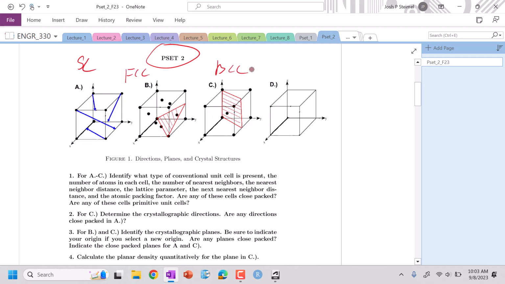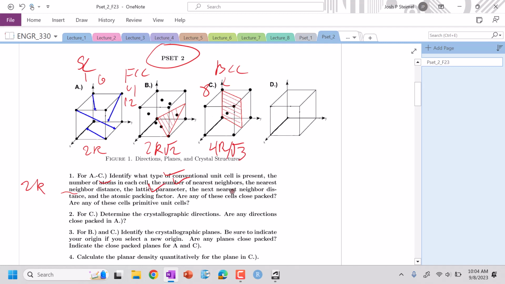All right. Number of atoms in each cell, 1, 4, 2. So let's just tick, tick. Number of nearest neighbors, 6, 12, 8. Tick. Nearest neighbor distance, all of those is going to be 2r. Lattice parameter, 2r here, 2r root 2 here. This is going to be 4r over root 3.